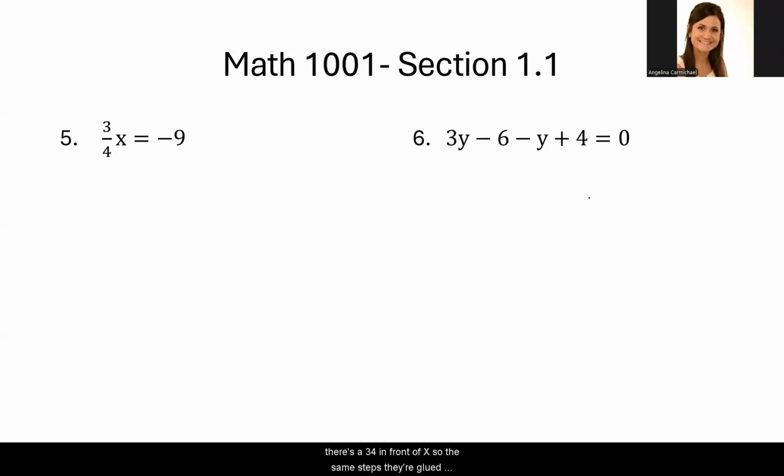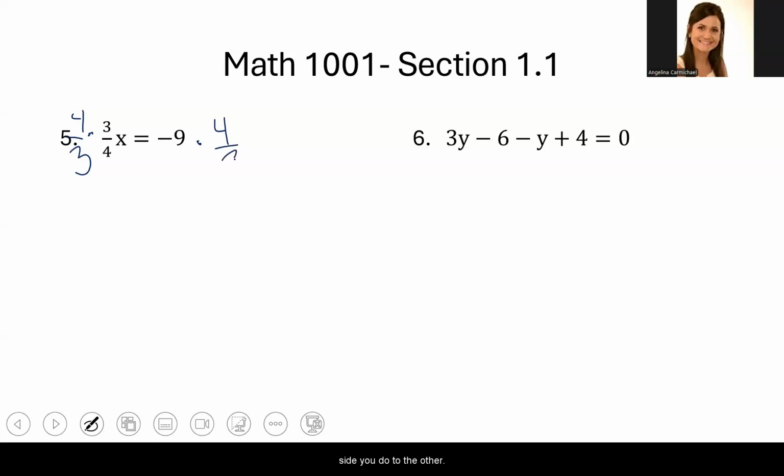Now looking at problem number 5 from your notes, there's a 3/4 in front of x, so the same steps. They're glued together by multiplication. So to do the opposite, we need a division. But with fractions, that's different. To divide a fraction, you do the reciprocal. Flip it and change it to multiply. So over here, we're going to do 4 over 3. Whatever we do to one side, you do to the other.